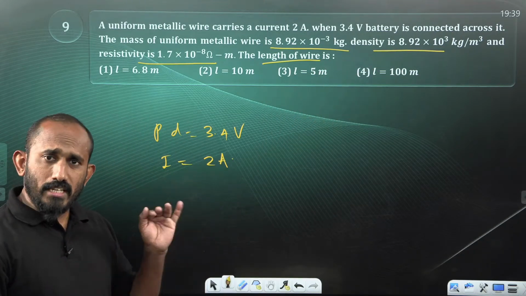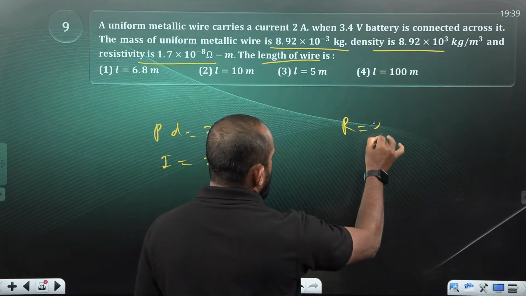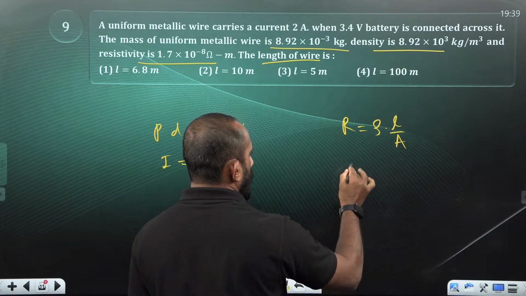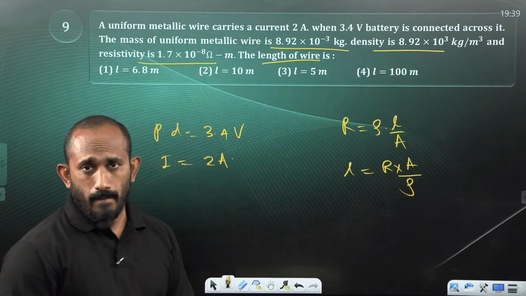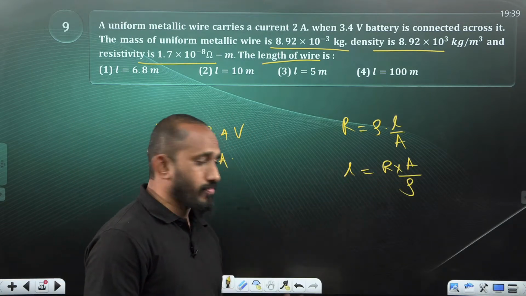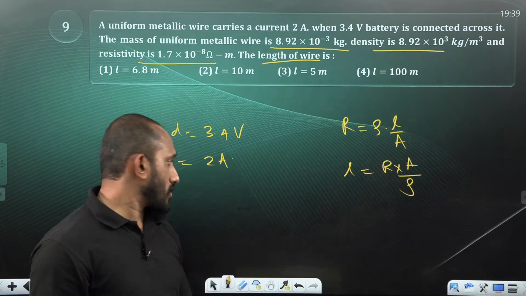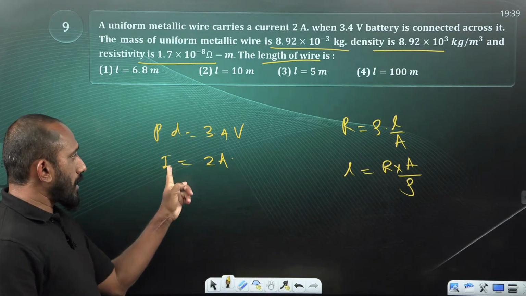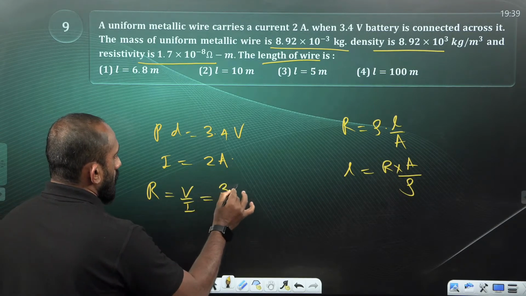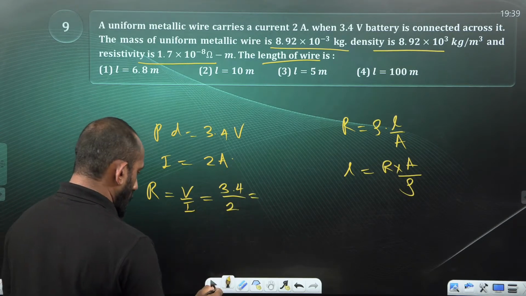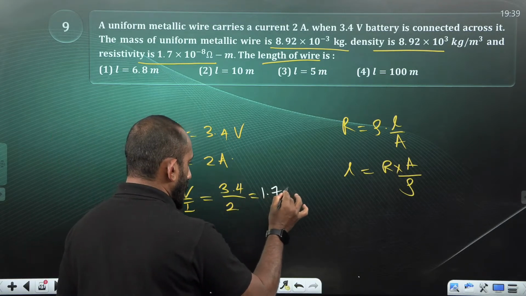So to get the length here, we have the resistance equation. You know, R is equal to rho into L by A. So L is equal to R into A by rho. Basic equation. Resistance you have to find. Resistivity is given, resistance and area you have to substitute, then length will be there. For resistance we have V and I. So R is equal to V by I, that is 3.4 by 2. 3.4 by 2 will be how much? 1.7 ohm.